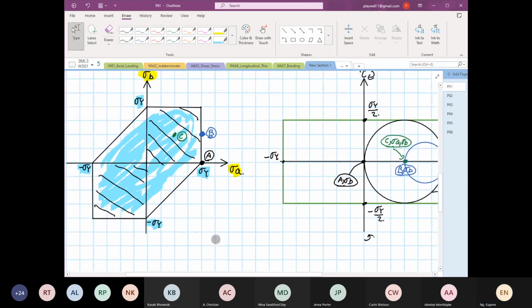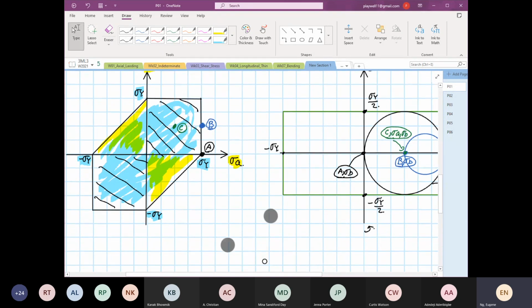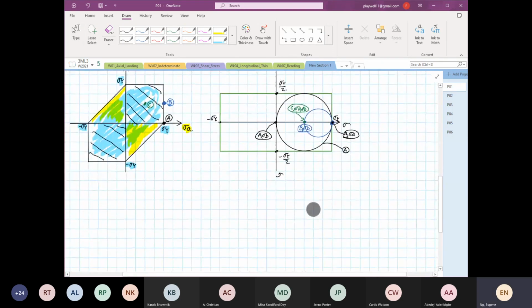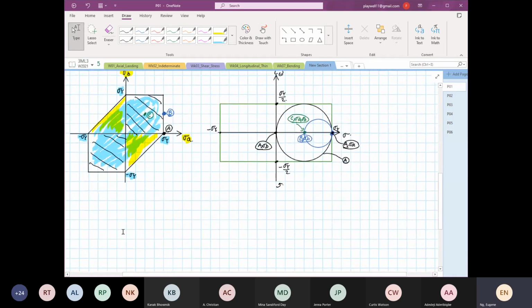So we have not figured out how this region works yet. Now I'm going to sketch how that region works. I want to magnify so you can see better.